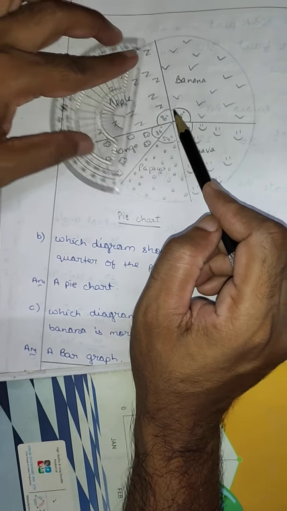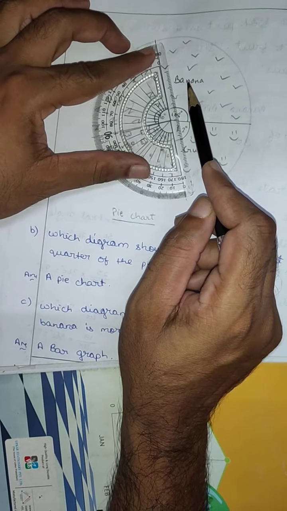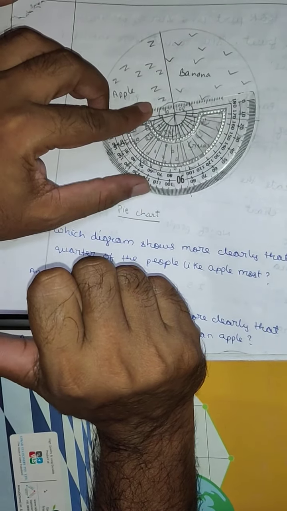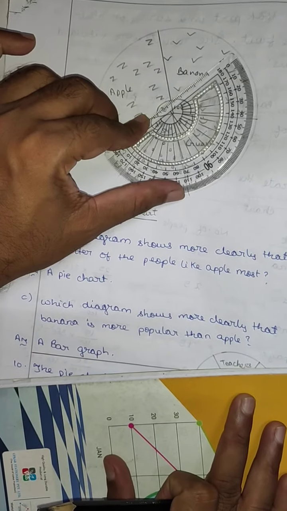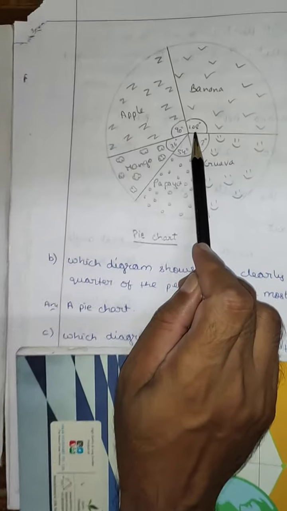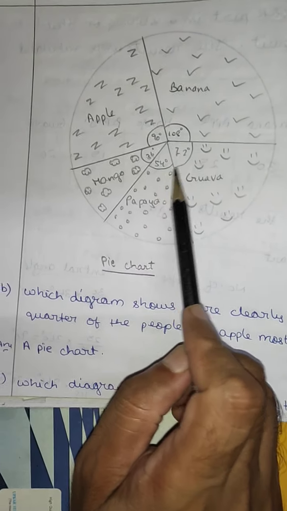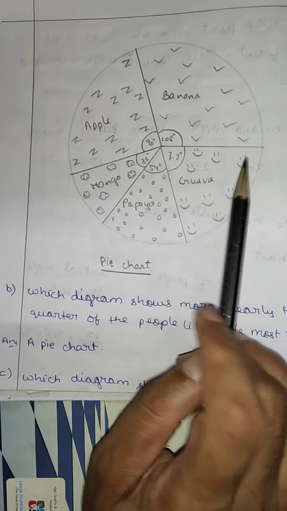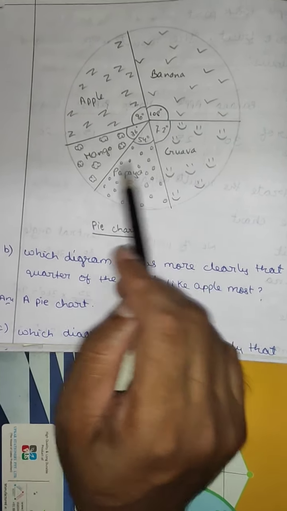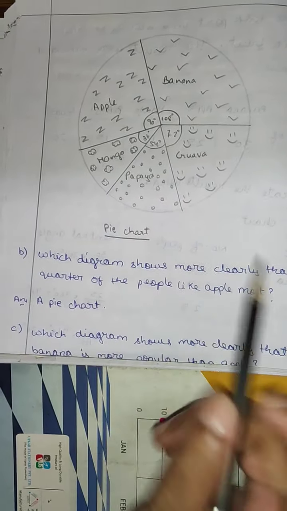Again turn the paper. Over this line you make the second one. Again turn. Over this you make the third one. Again turn. Over this you make the fourth one. Like that you continue. So the first angle is 108 degree. Then 90, 36, 54, 72, over. Here you write banana, apple, mango, papaya, guava. Put some design and write pie chart.